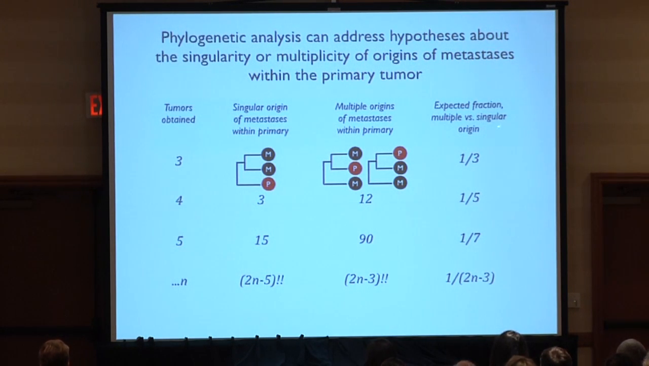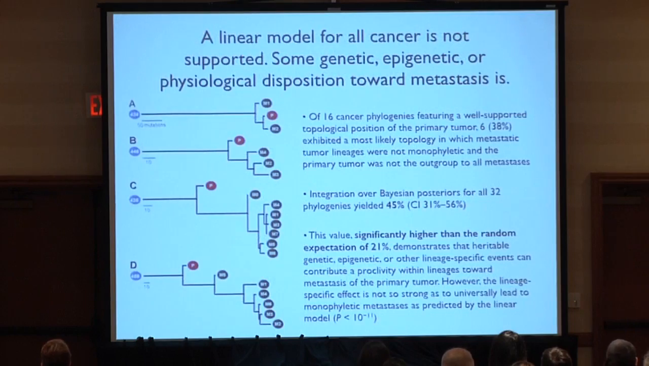So there's an expected fraction if this primary tumor just landed at random within the phylogeny. And you can calculate that by looking at the number of tumors obtained and using this simple formula for what the possible topologies are. That allows us to assess this question. And the result of this assessment is that a linear model for cancer is not supported. So some genetic, epigenetic, or physiological disposition towards metastasis is, but this linear model is not.